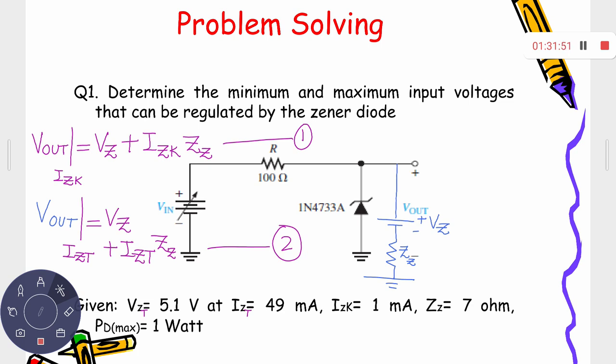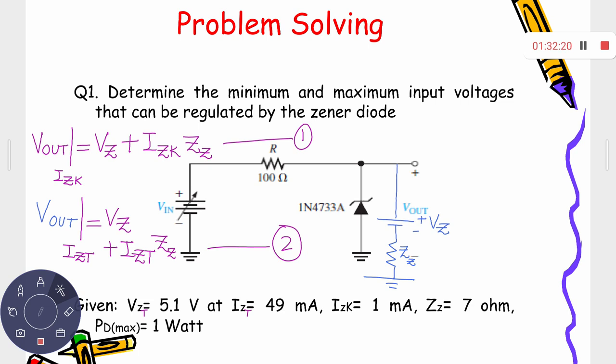1 by 4.7. I said, calculate this one and then add this to this current. I think we have already calculated that current multiplied with 100 ohms. Then this will give you the maximum input voltage that can be regulated.